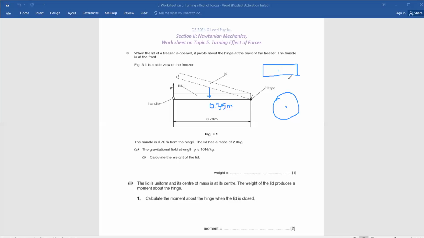Now you get the moment, right? So what is the value of moment? Moment is 14 Newton meter. Still 14? If you multiply 0.35 and 20 Newton, the distance you got is 0.35. Then it is 7. So it is 7 Newton meter. You calculate it again and write the answer correctly.